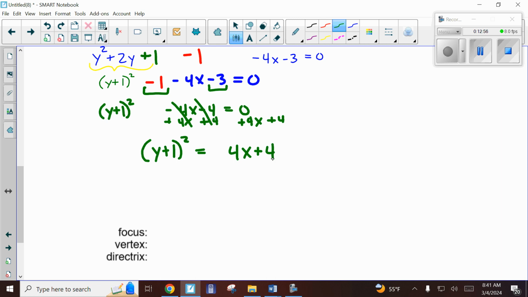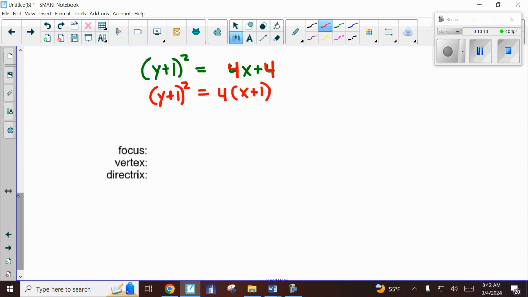Now on the right side, we still want parentheses, but if you notice, they both have 4s. So what we could do there is divide out the 4 and put it as the GCF. So this is going to be x plus 1. And on the left side, we have y plus 1 squared. And now we can do all of our stuff.